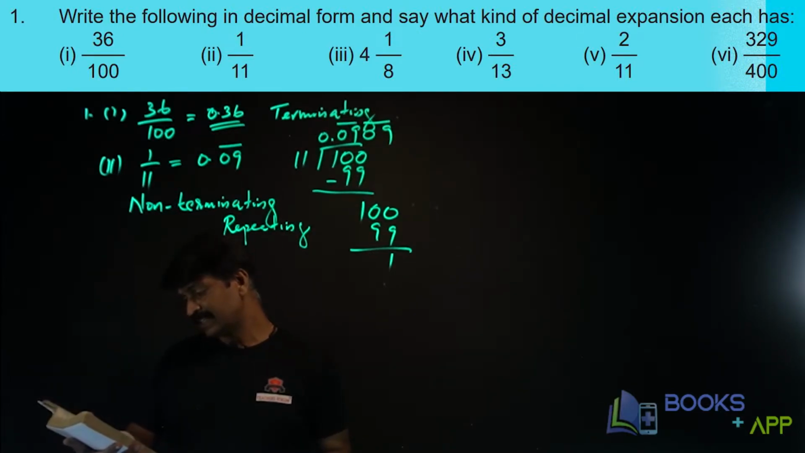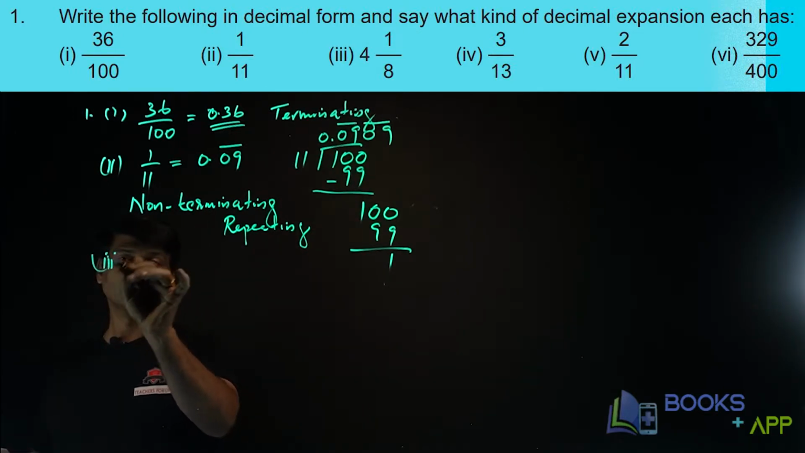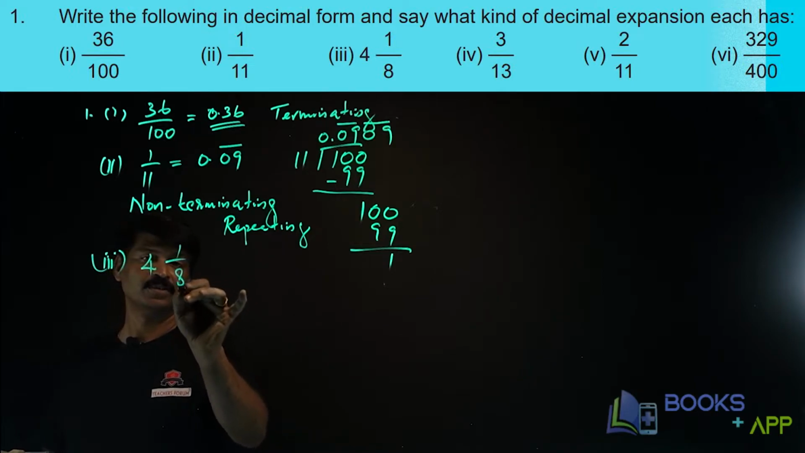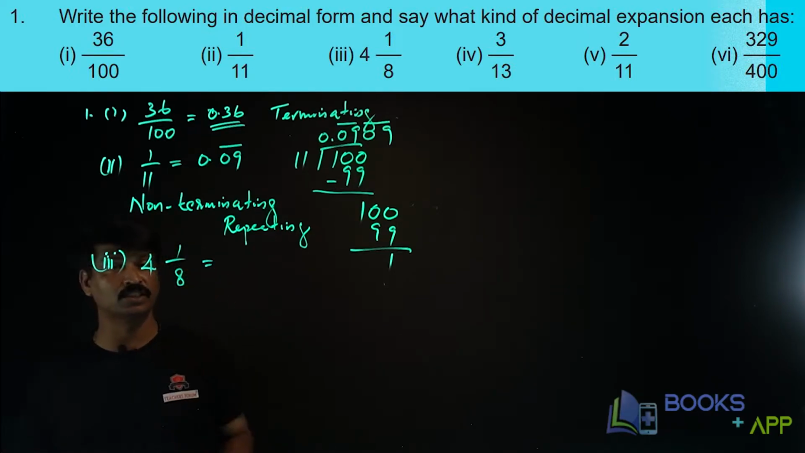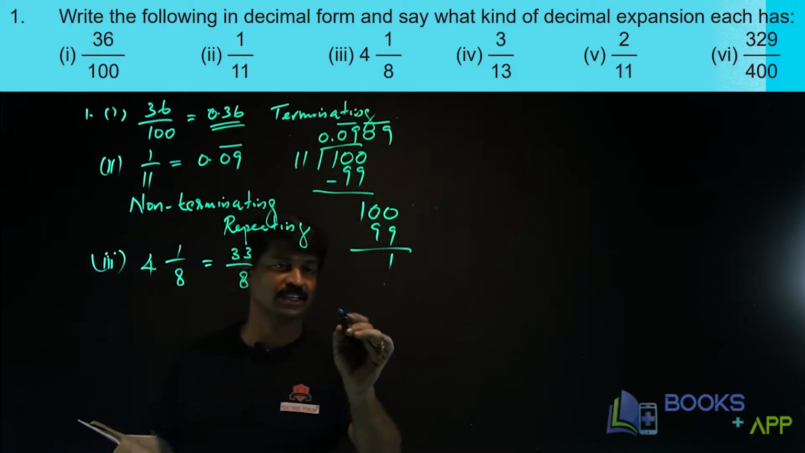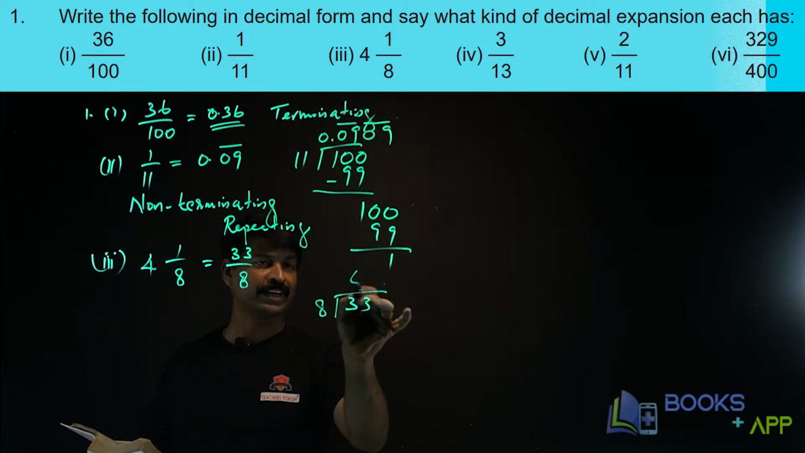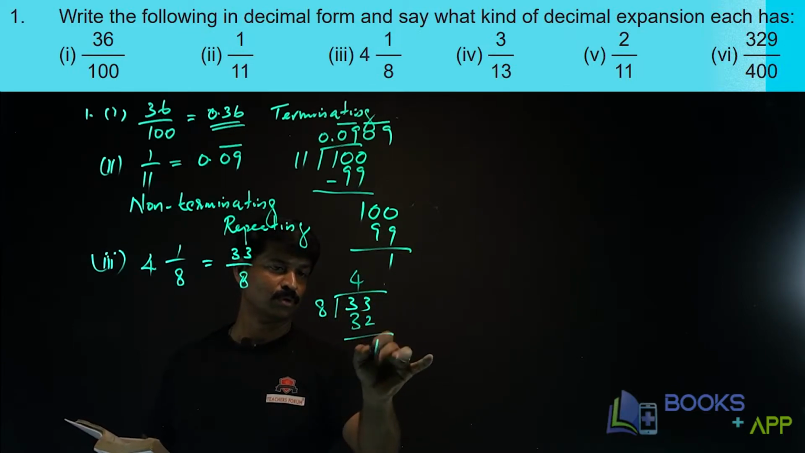Now let us look at the third one, 4 1 by 8. You know, 4 1 by 8 is 4 8s are 32 plus 1, 33 by 8. Now let us divide 33 by 8. Let us see what is the answer. 33 by 8. 4 8s are 32. Remainder 1. So it is not possible.